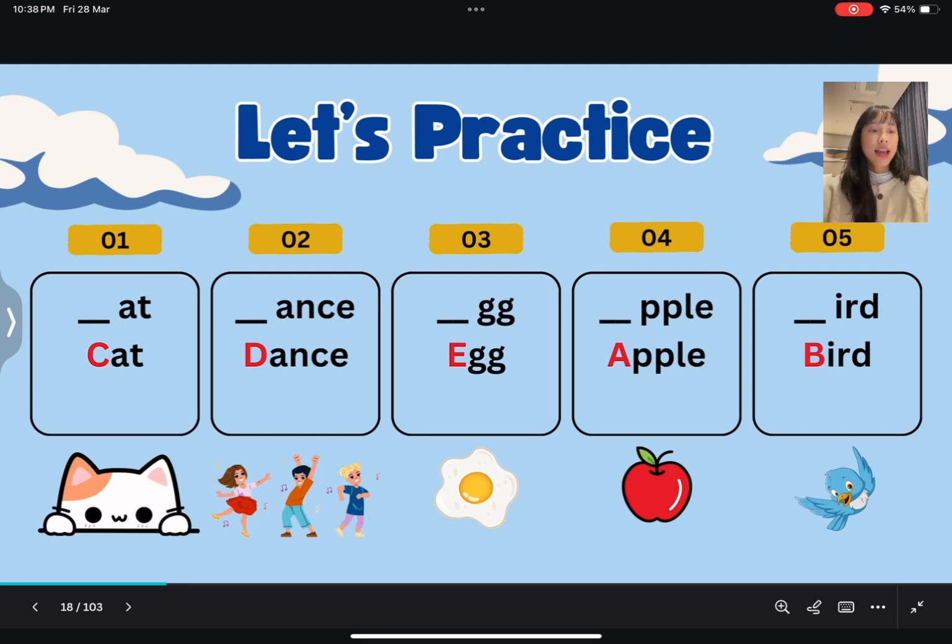Dance. Dance. Is it dance? No, it's the dance. So that is D. D. The dance. Next one. Egg. Egg. Is it egg? No, teacher, it's egg. Okay, so what letter is that? E. E, right? And then we keep going.